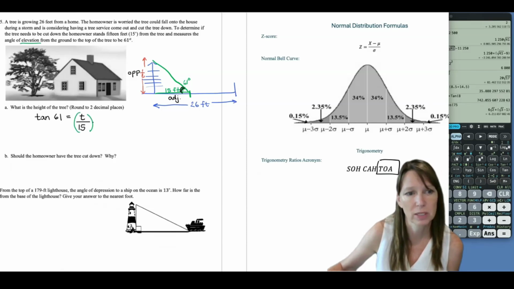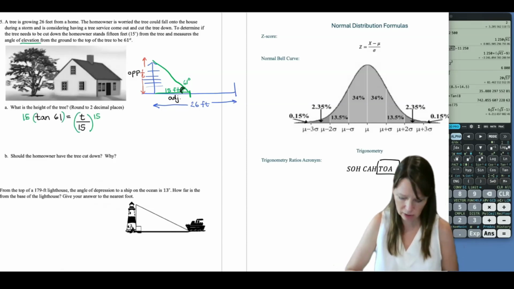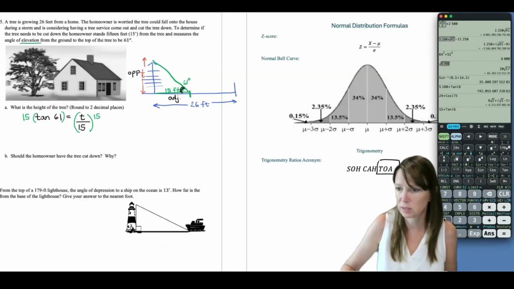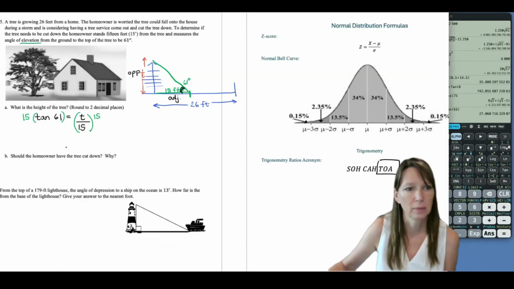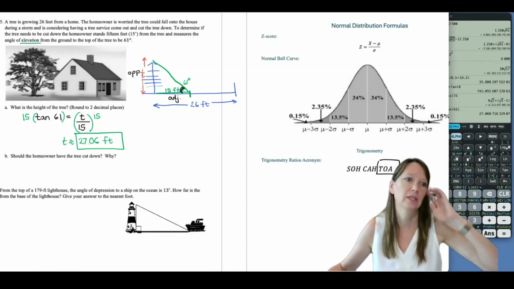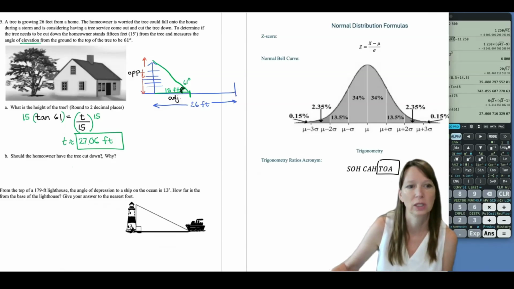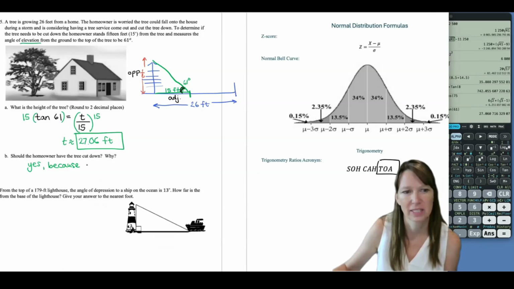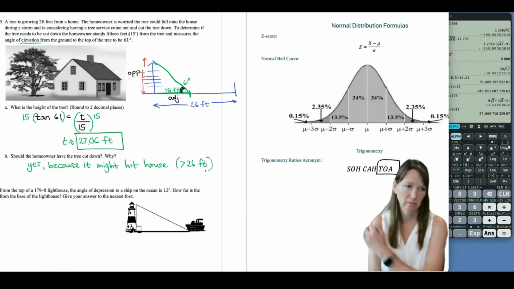Now, multiply both sides by 15. Let's throw that in a calculator. 15 times the tangent of 61 is going to be approximately 27.06. And again, that's the same unit that I was using for the 15 feet. So the tree is just over 27 feet. So should the homeowner have the tree cut down? Yes, or at least the top of it. And I'd say because it might hit the house because it's taller than 27 feet.